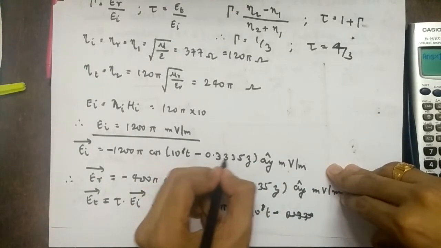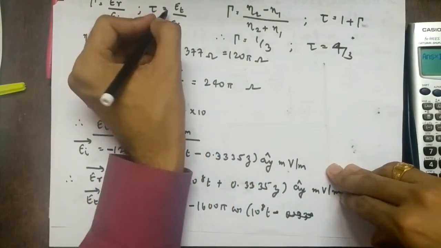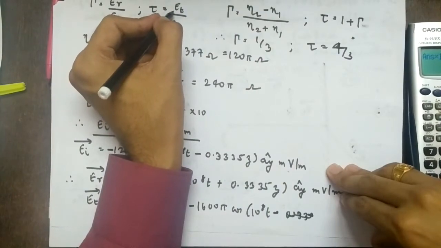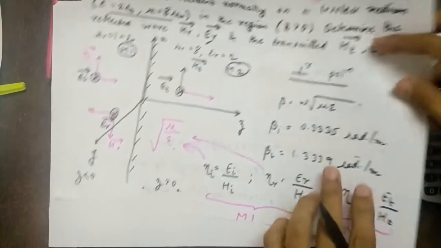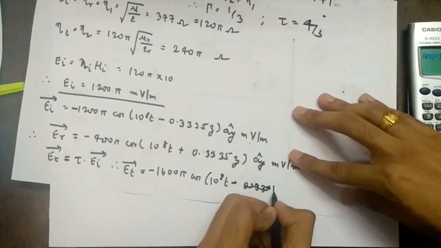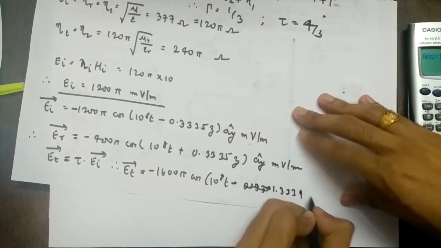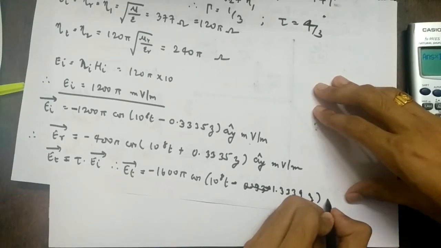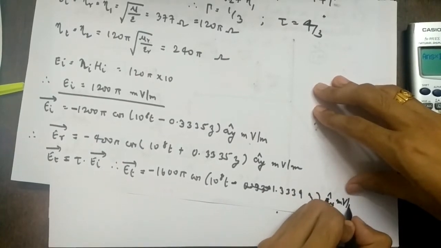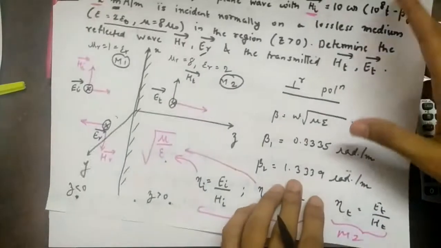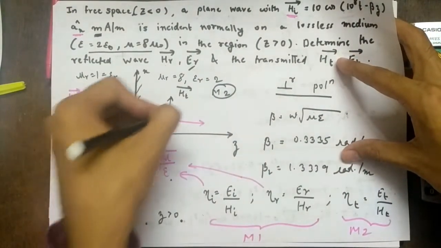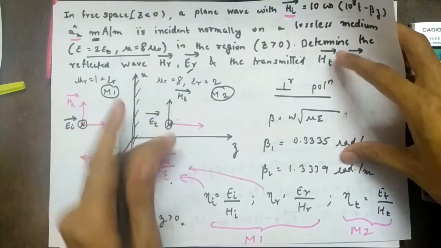This is beta 1, but now we are in the transmitted wave, right? So what will be the beta? Beta will be beta 2. So you have to be very careful. So it will be 1.333 z, and what is the direction? a_y cap millivolts per meter. Okay. So we are getting the same direction, right? Minus a_y cap.